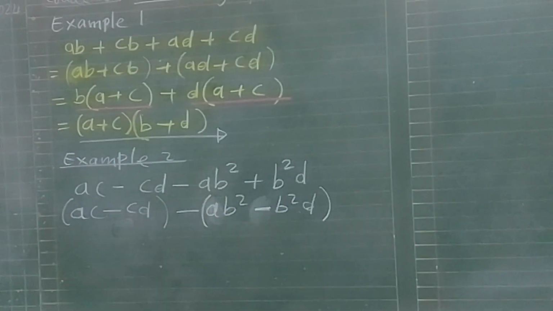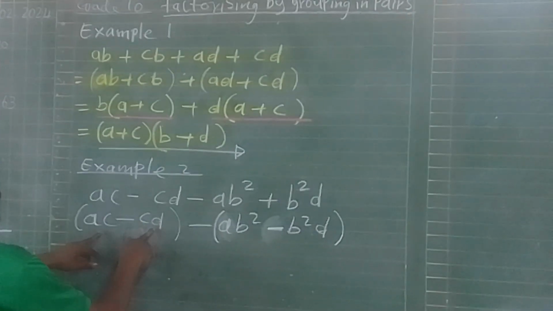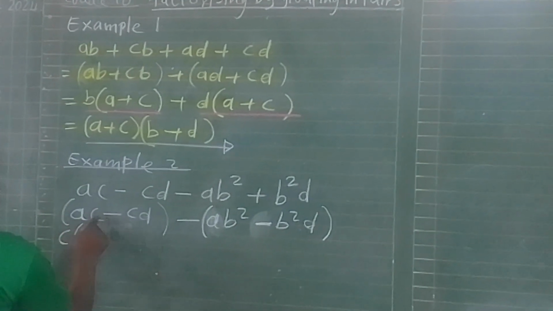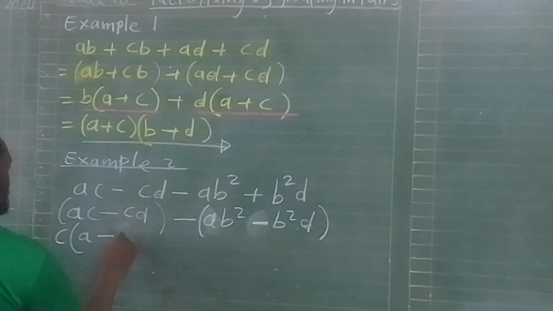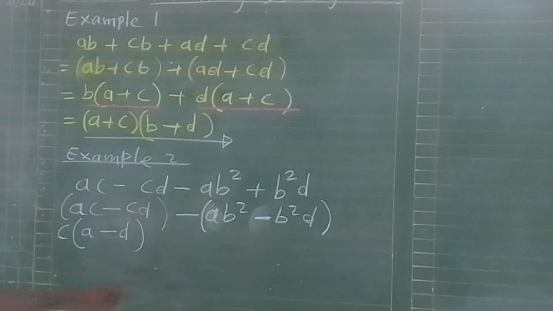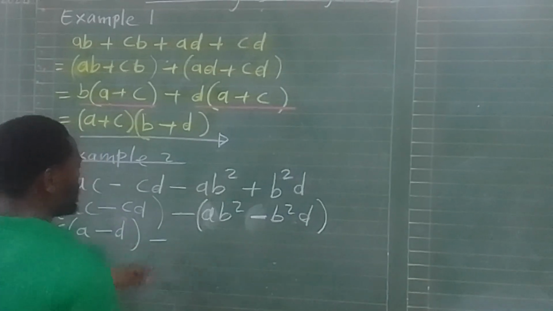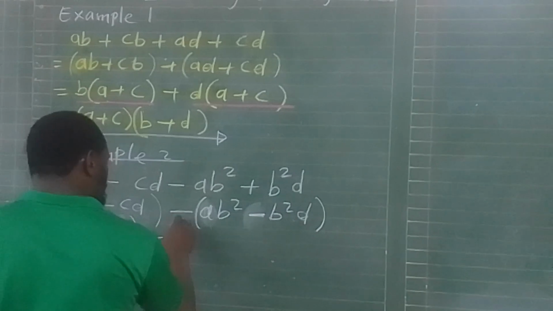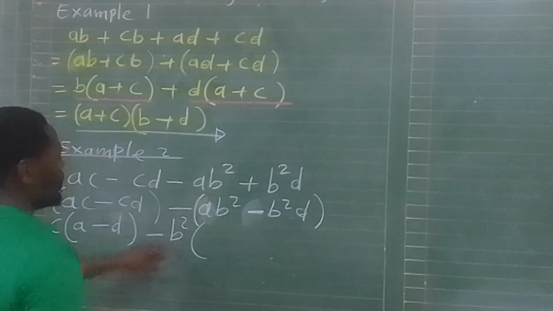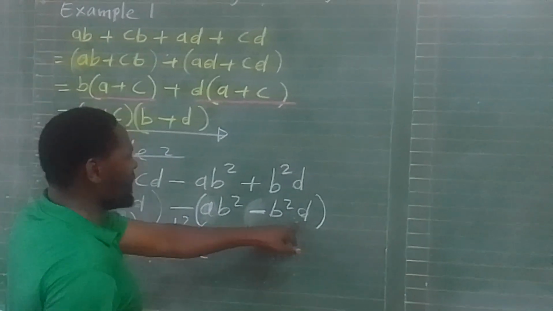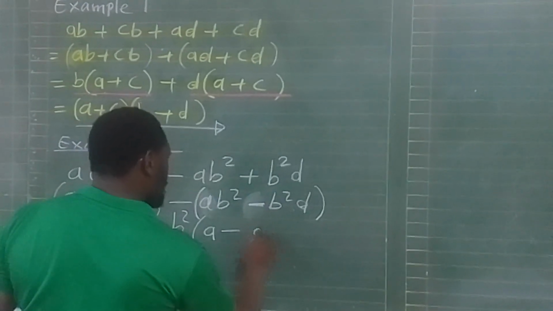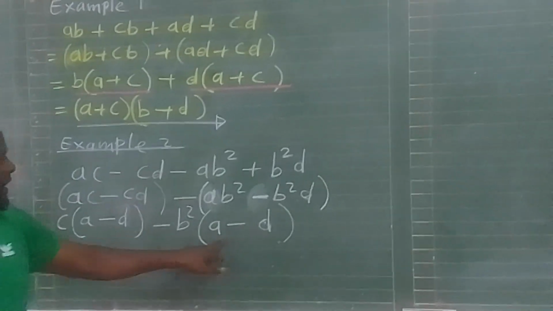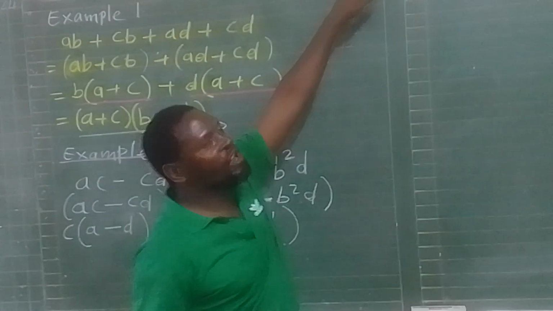You see what I have done now, right? I take out the common factor of C. C is going to be out. I am left with A minus D. I take out the common factor here of B squared, minus B squared into A minus D. You see, A minus D, A minus D. I have a pair.